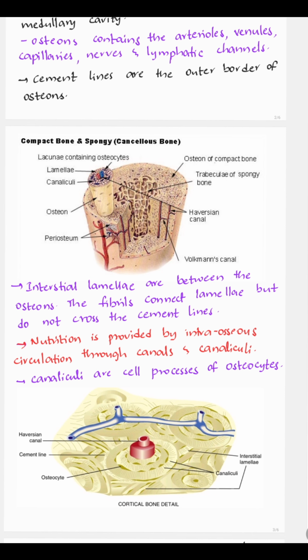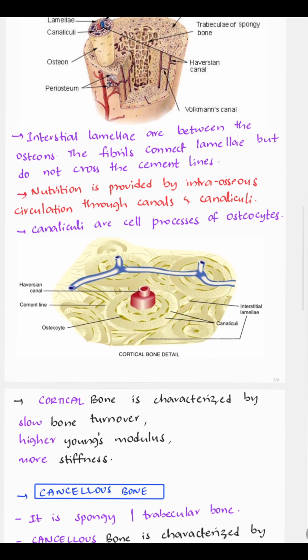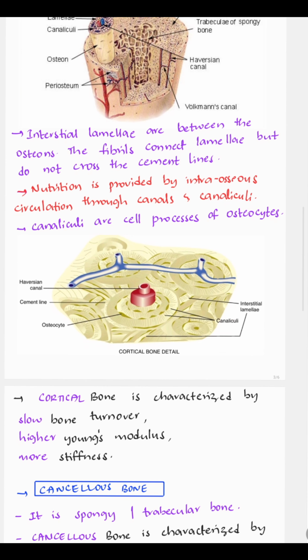Next, interstitial lamellae are between the osteons. The fibrils connect the lamellae but do not cross the cement lines. Nutrition is provided by the intraosseous circulation through canals and canaliculi. Canaliculi are the cell processes of the osteons.